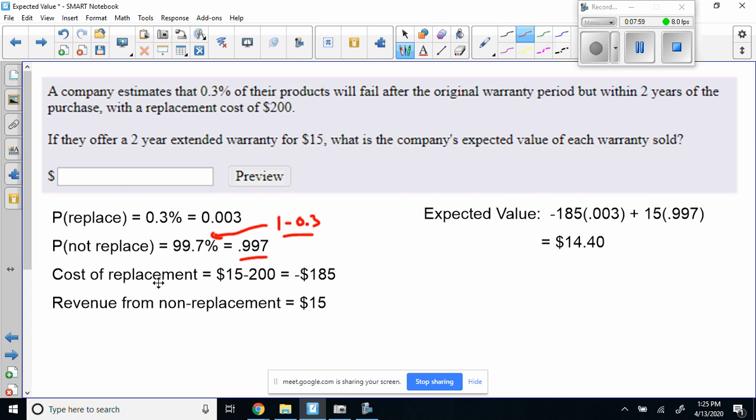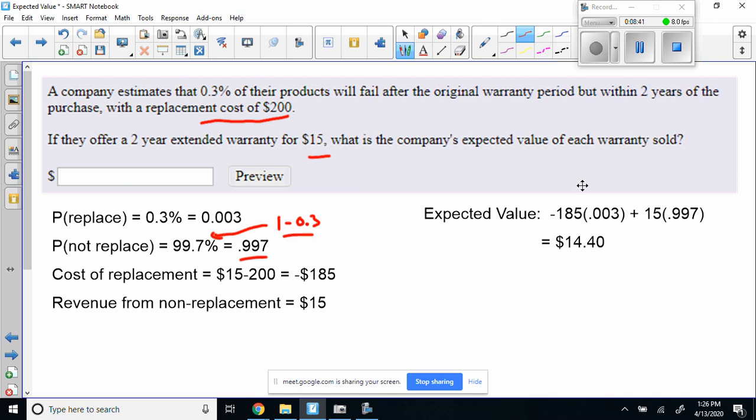Now the cost of the replacement is $15 minus 200, right? See, it's going to cost $200, but you're going to pay $15. So it's really only going to cost the company $185 if you buy that. Now, the revenue from the non-replacement, that means, hey, if we don't have to replace them, we just made $15. So either it's going to cost us $185, or we're going to gain $15 for the revenue.